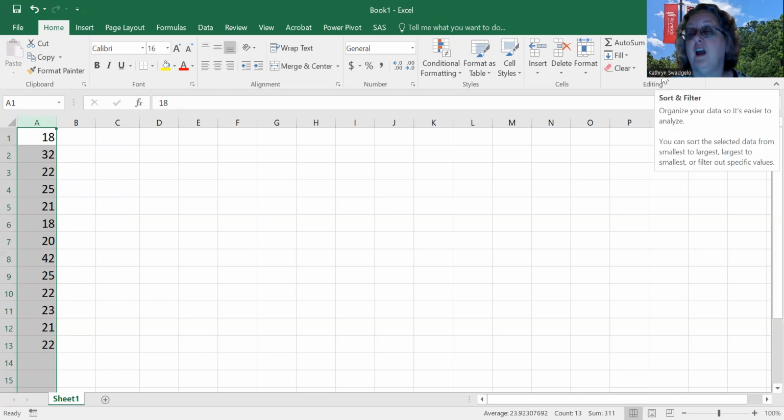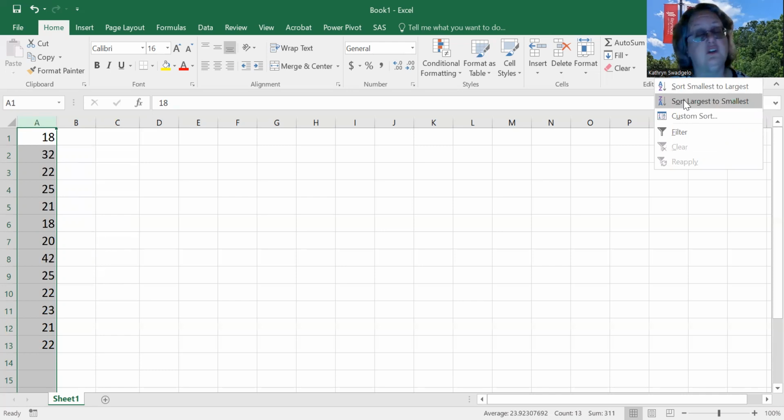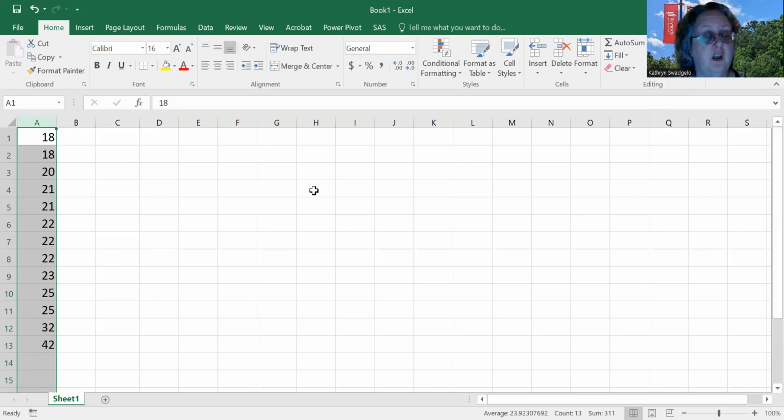If I click on that, I have two options: sort from smallest to largest or largest to smallest. Not sure why when I do ages, I tend to do smallest to largest. If I do grades, I tend to do largest to smallest. It doesn't really matter which one you choose. I'm just going to pick smallest to largest for simplicity. And notice it puts them in order.